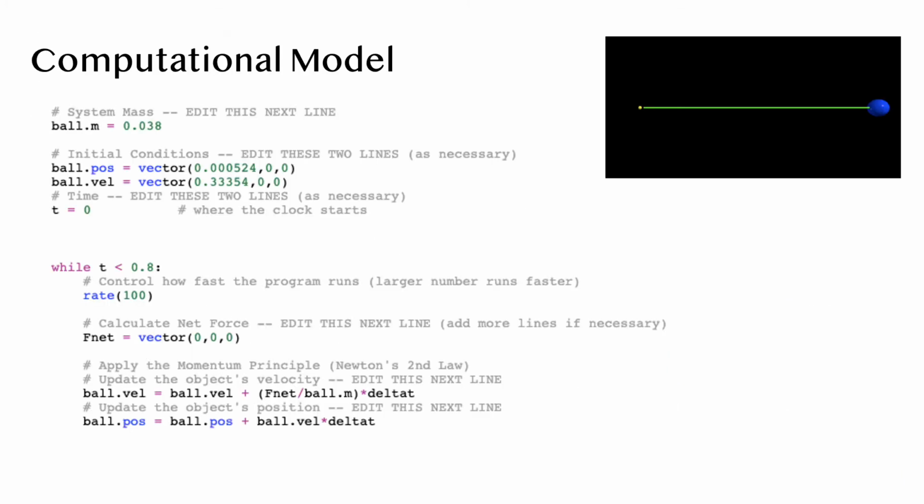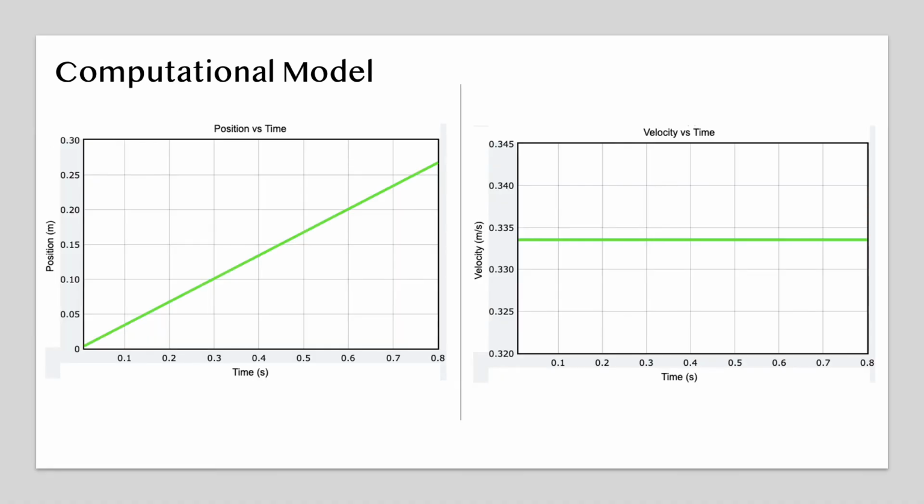Now that I have the data, I construct the computational model. I assume that the ping pong ball's mass is approximately 0.038 kilograms, and I insert the initial position and the initial velocity, and the time period is 0.8 second. And since it moves at constant velocity, the net force is 0, and I insert the velocity and the position update formulas. This is the result of the computational model.